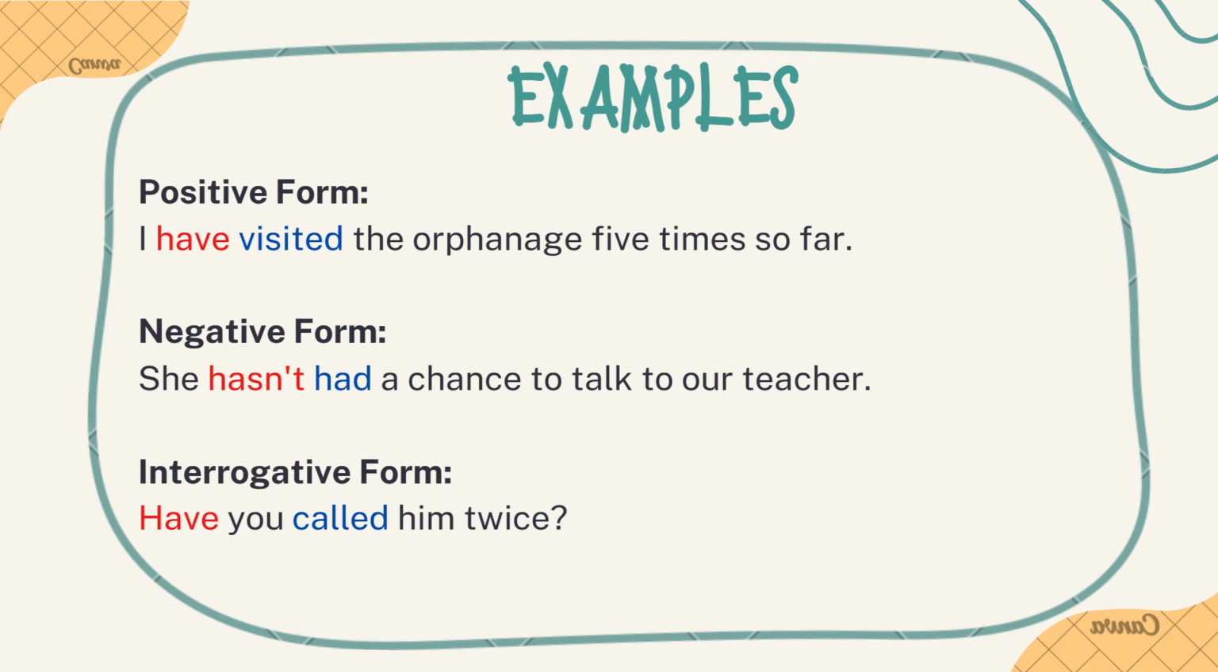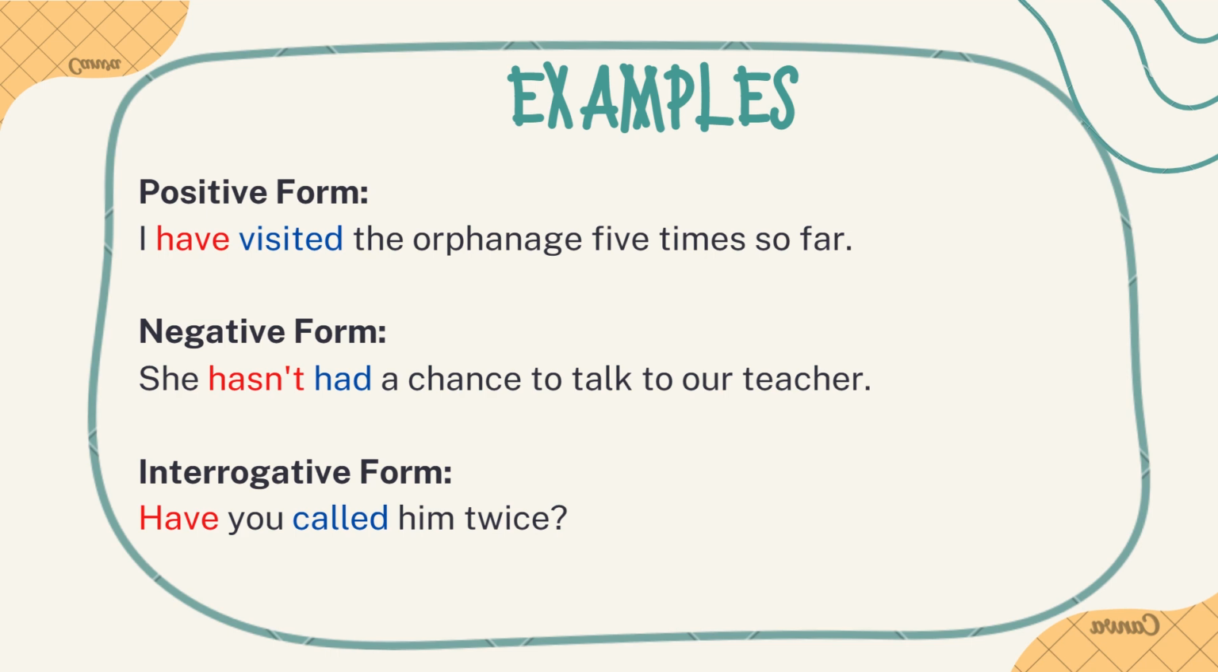Alright, now let's take a look at the interrogative form. Have you called him twice? So in the sentence, have is placed at the beginning, followed by the subject, which is you here, and then followed by the past participle, called. Alright, have you called him twice?